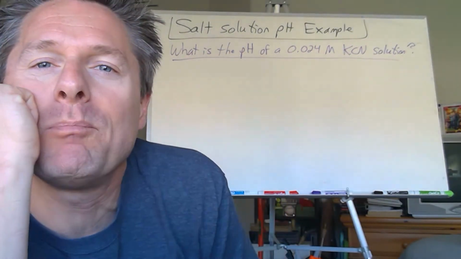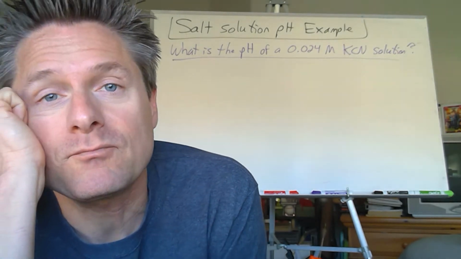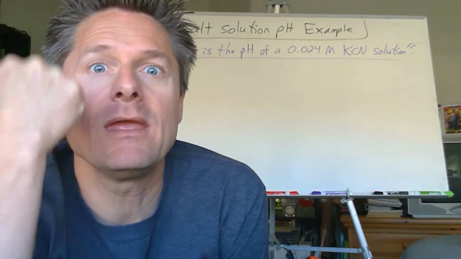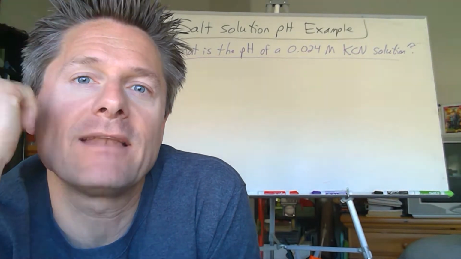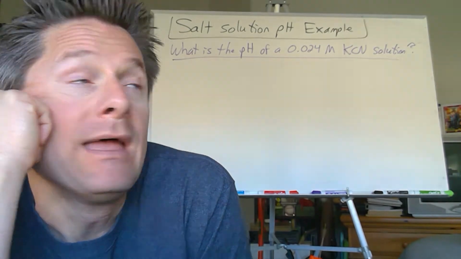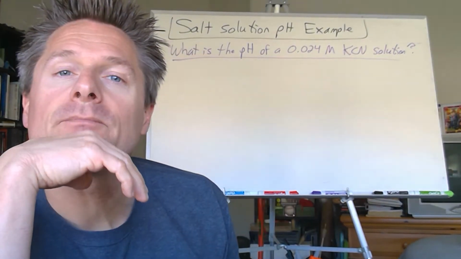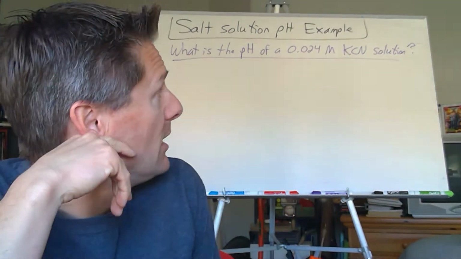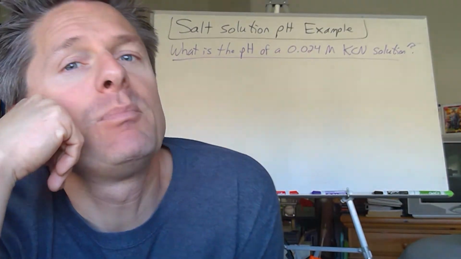So we're going to look at the pH of salt solutions. Look at the last video we did that talks about ions, cations and anions, and whether those can be neutral, weak acids, or weak bases in water, looking at that acid-base table. So we've got a potassium cyanide solution. I give you the molarity. It's a 0.024 molar solution of potassium cyanide. Simple question. What's the pH?